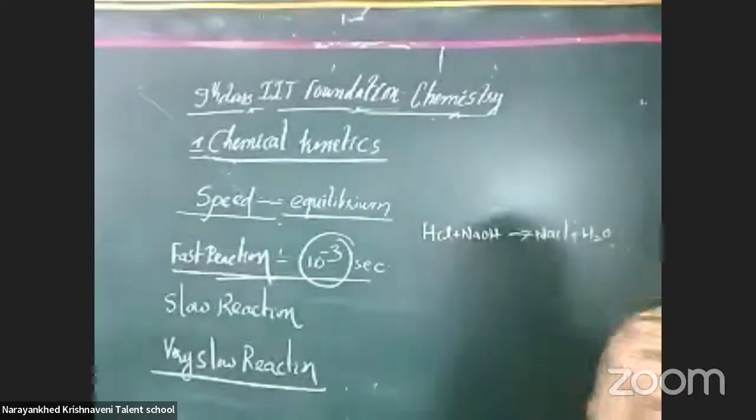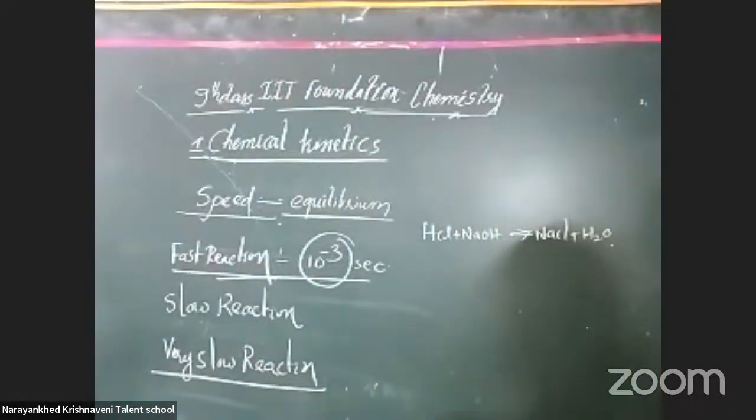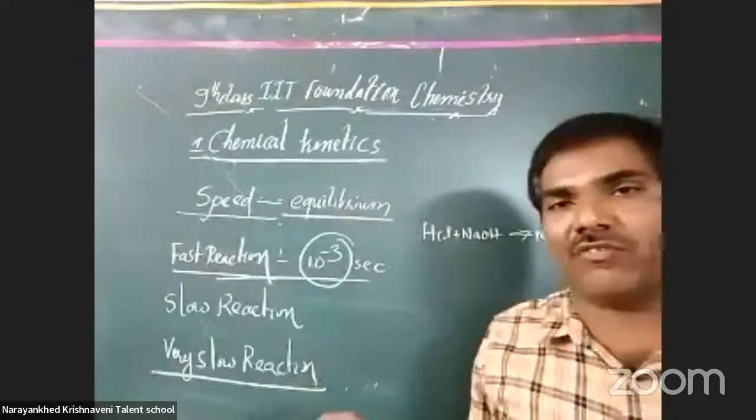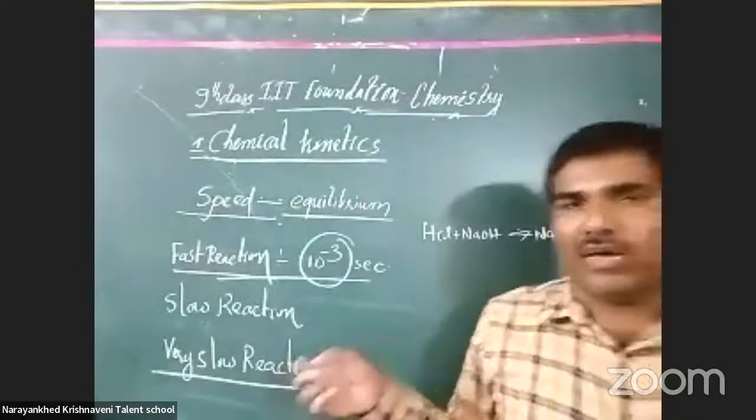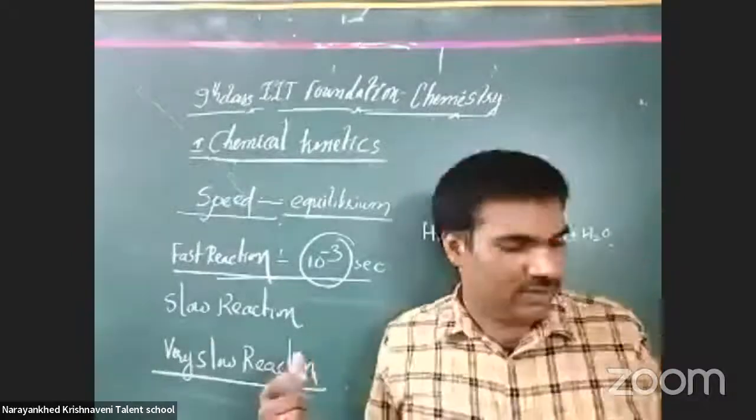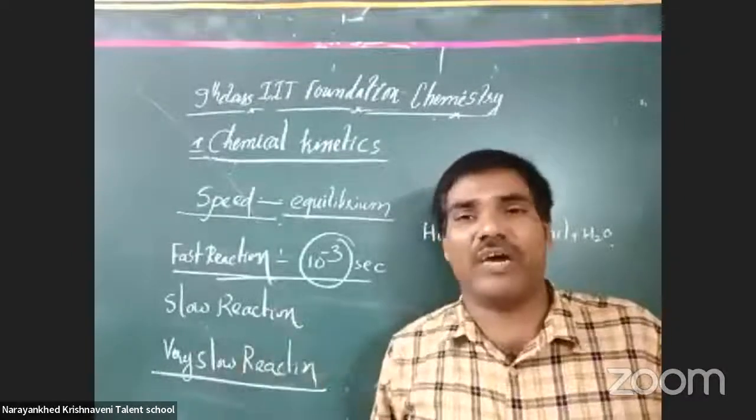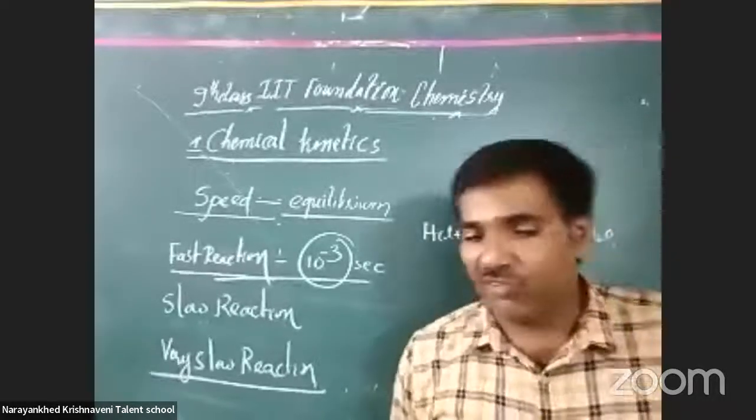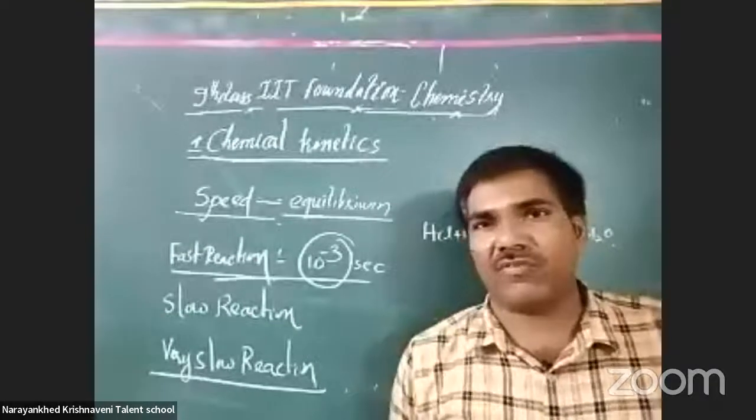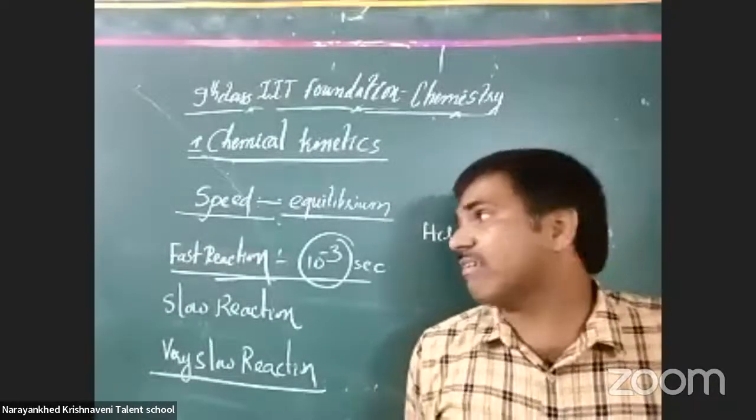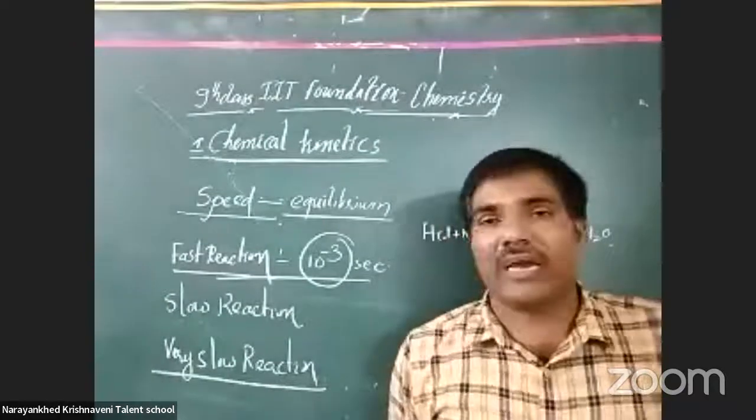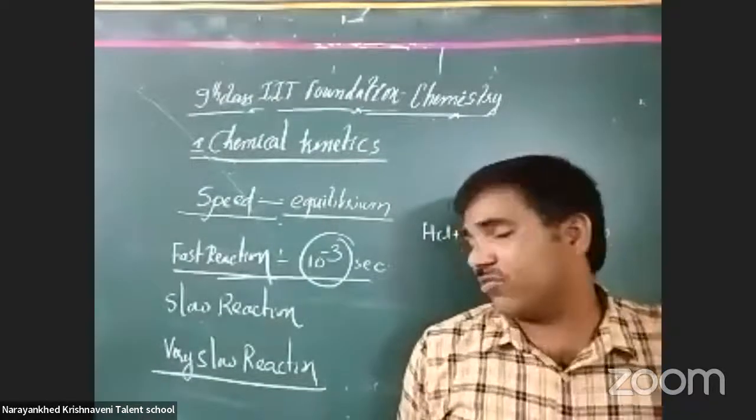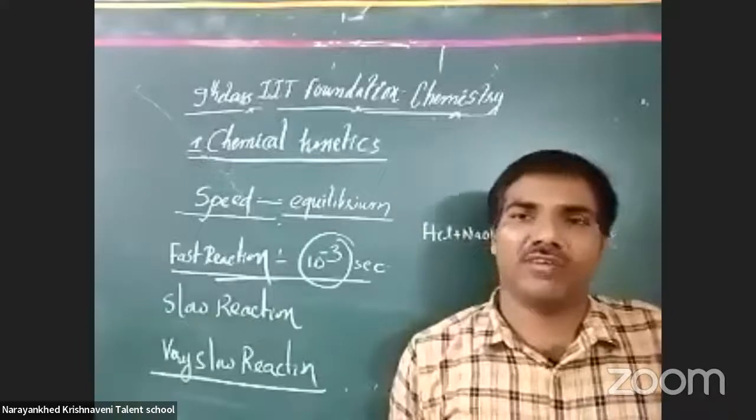And slow reactions will take somewhat more time, it may take days or even years. Slow reactions, okay, clear or not? As given in our textbook, it is rusting of iron. It takes somewhat long. Suppose you take the formation of curd, it also takes 6 to 7 hours. All those things are called slow reactions. Then very slow reactions, which take a lot of years.